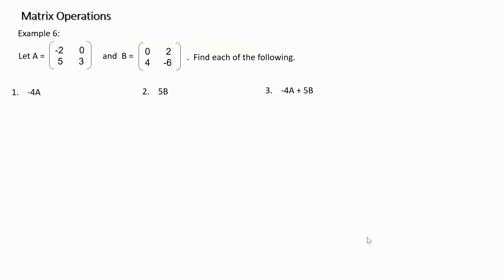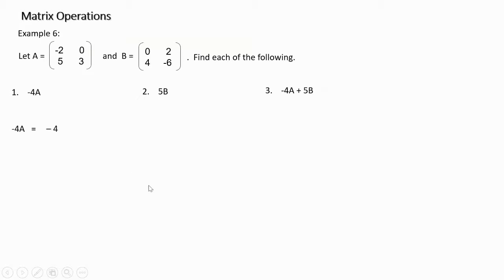So it says here, example 6, let matrix A be negative 2, 0, 5, 3, which is a 2 by 2 matrix. And let matrix B be a 2 by 2 matrix, which is 0, 2, the first row, and 4, negative 6, the second row. Find each of the following. The number 3 here is really all 3 put together. But what I did, I first did the negative 4A, and then the 5B, then I'm going to add them. So let's do them one at a time.